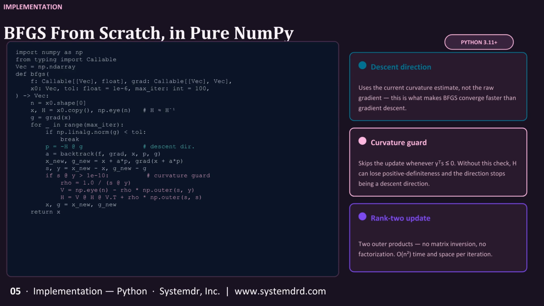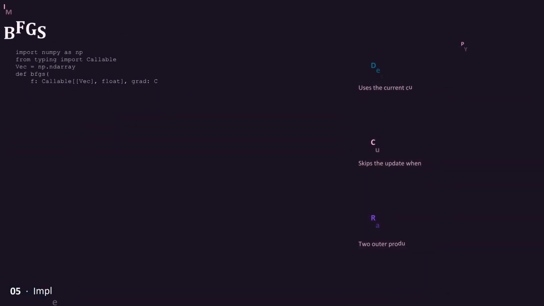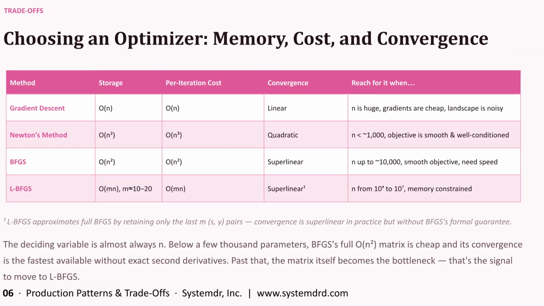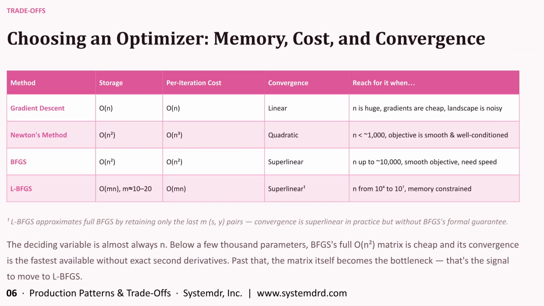But the core update, the part that actually defines BFGS, is exactly what's on this slide. So when do you actually reach for each of these? It almost always comes down to one variable, n, your parameter count. Gradient descent: O(n) storage, O(n) per step. It's the only option once you're at hundreds of millions or billions of parameters, which is exactly the regime modern deep learning lives in. Newton's method?